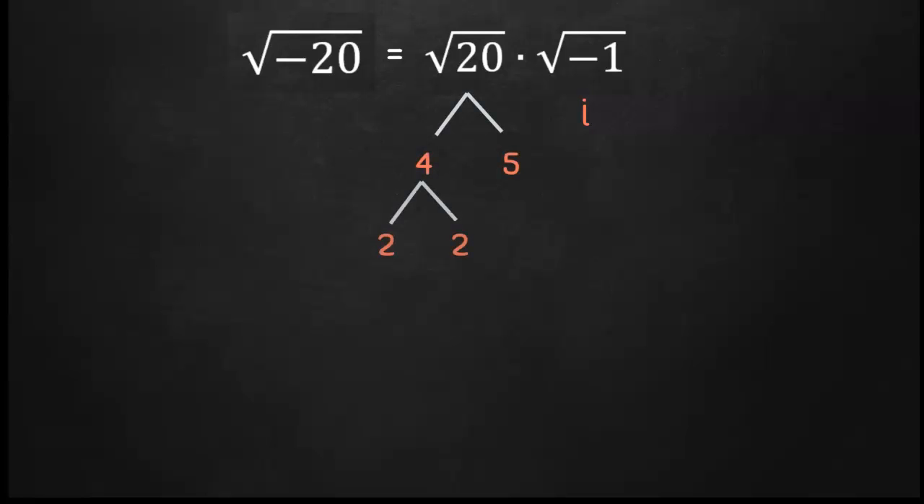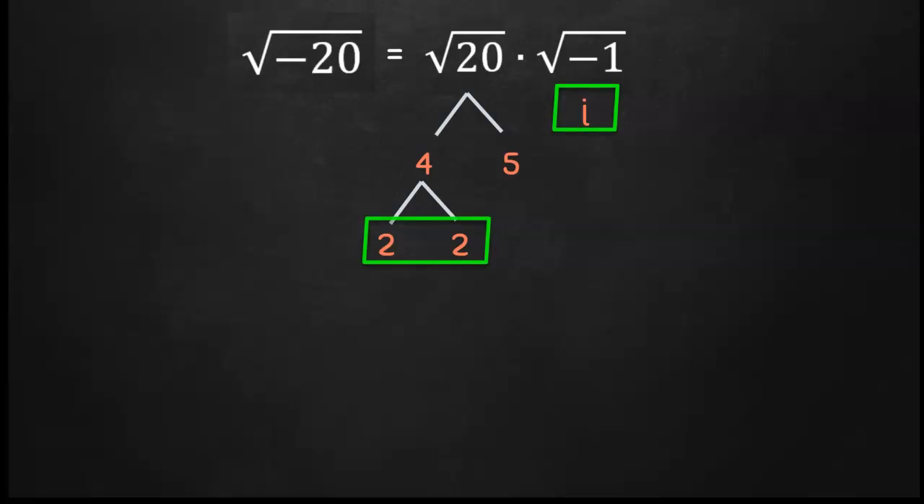Now I have the square root of negative 20. I can rewrite as the square root of 20 times the square root of negative 1. I get i from the square root of negative 1, and 20 gets broken down into 4 and 5. Now the 4 simplifies again, 2 and 2. I have a pair of 2.